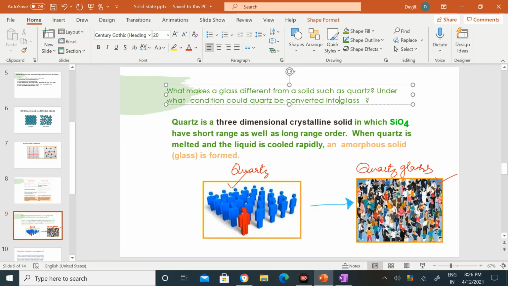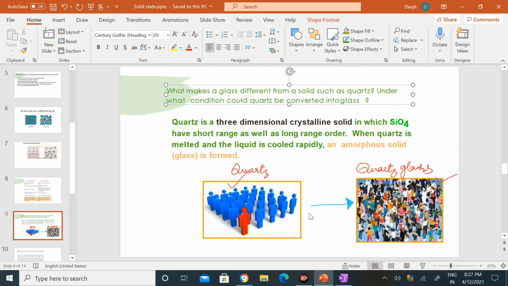So how did this happen? The answer is that quartz is a three-dimensional crystalline solid. That means quartz is a crystalline structure. Keep that in mind. Next, quartz has short range as well as long range order. Within quartz, short range and long range order both are available. So when quartz is heated at a very high temperature and then cooled instantly, very rapidly, what happens? It will become amorphous.